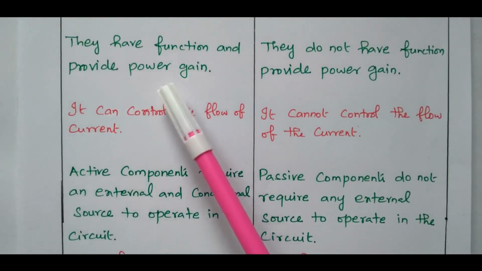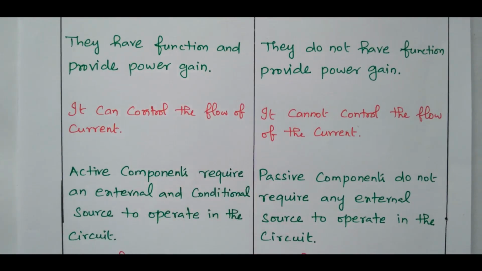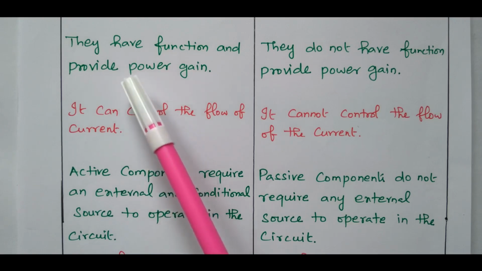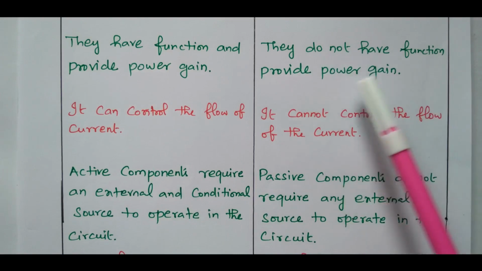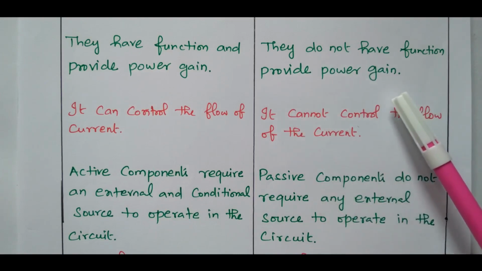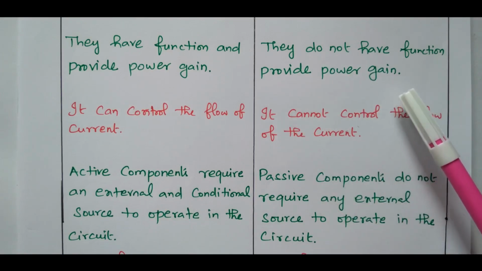Active components have the function of providing a power gain. For example, a transistor is a power amplifier. So amplification is possible, power gain is possible, but passive components do not provide any power gain. Power gain is not possible in passive components, they just absorb the energy.